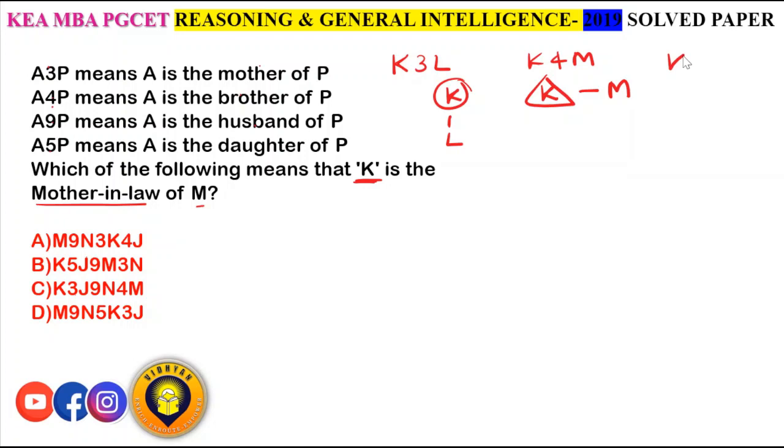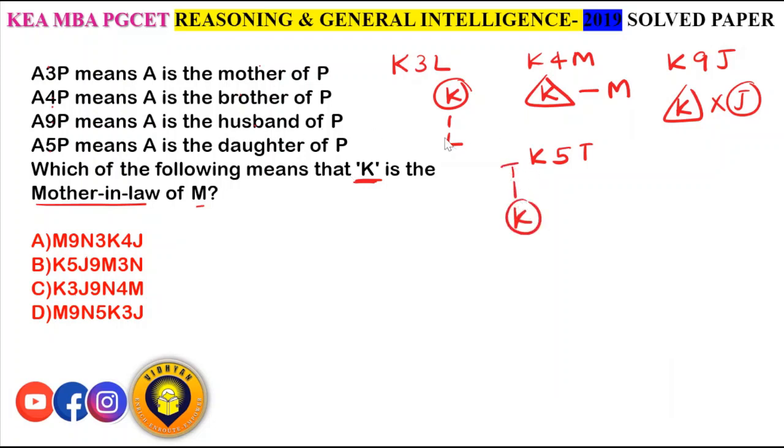Suppose K9J, what does this mean? 9 means husband. K is the husband of J, so J becomes wife, that is female. Female I denote by circle, male I denote by triangle here. So K is the husband of J. K5T, what does this mean? K is the daughter of T.